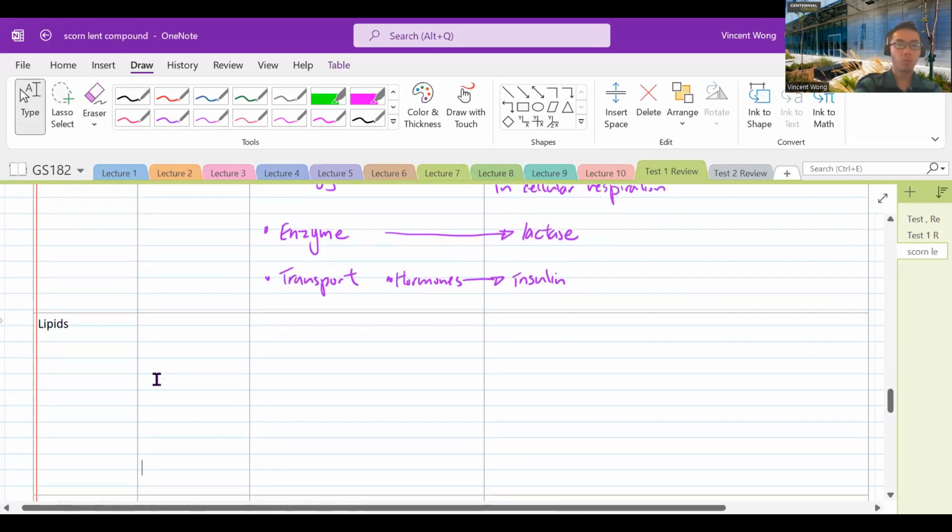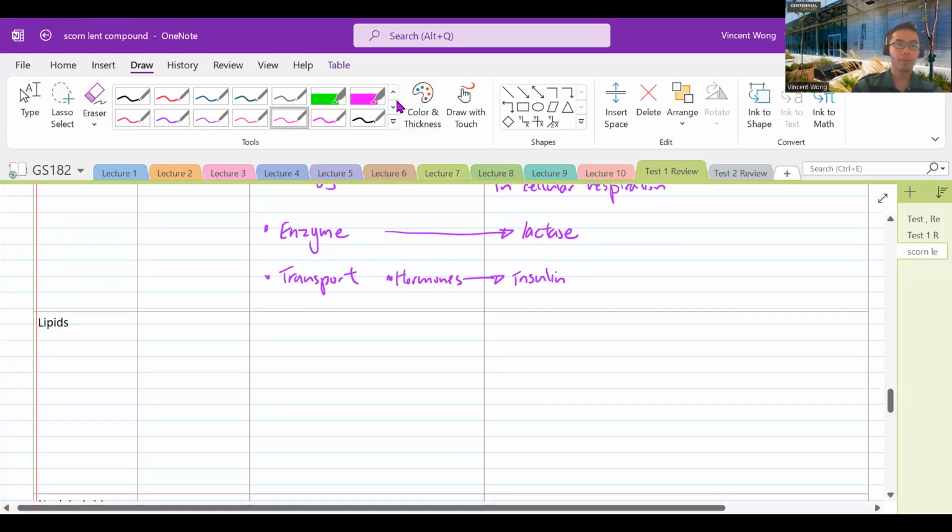Lipids. Let's see what we've got for lipids here. Remember, lipids are a little bit different compared to the other ones because they don't have monomers. Instead, they have like components. So things like glycerol, right? We can have some fatty acids, which could be saturated or unsaturated. And you know, you can have a phosphate group as well.